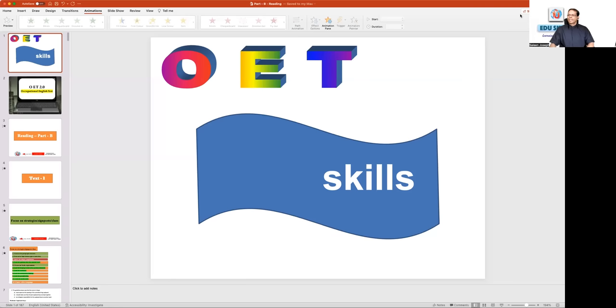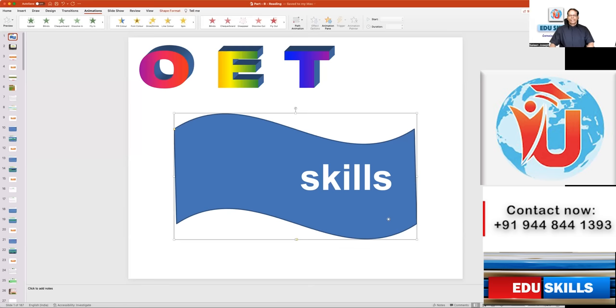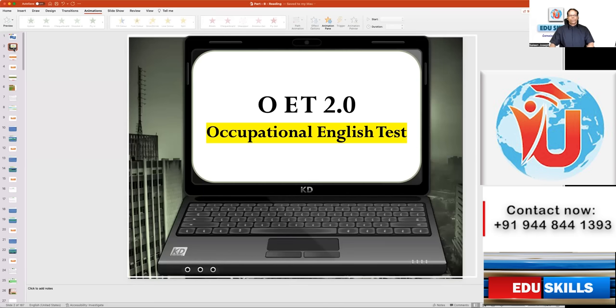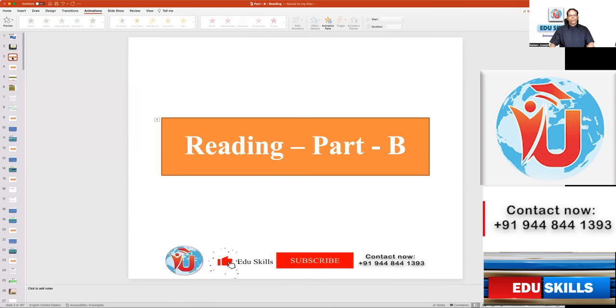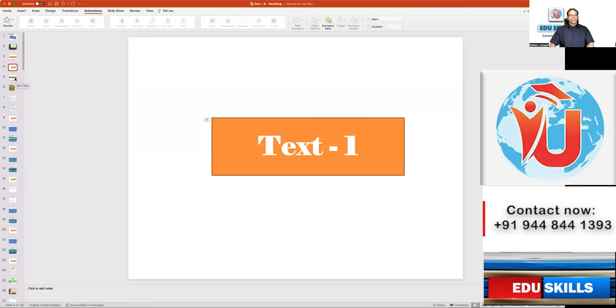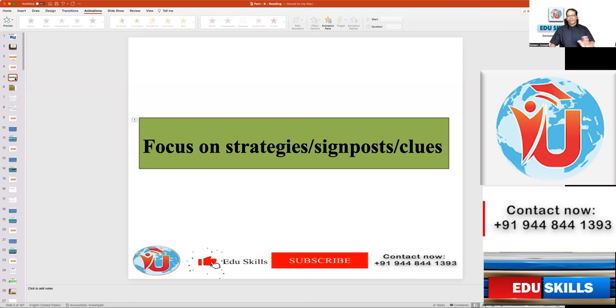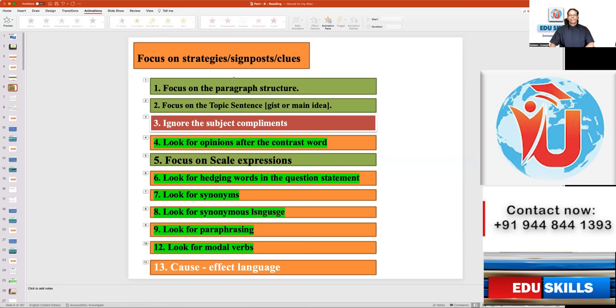So we have taken up one of the tasks. I don't remember which day, maybe the first day of this week, so that you are familiar with the text. OET Skills, OET 2.0 Occupational English Test. Today we are looking into Reading Part B. And we are not going to look into all the strategies. I'll tell you what are the strategies or signposts or clues, just to have a focus.